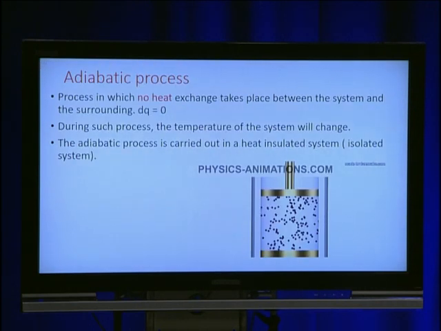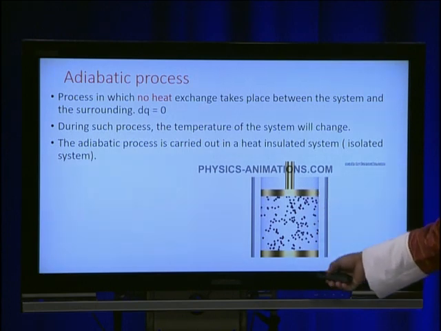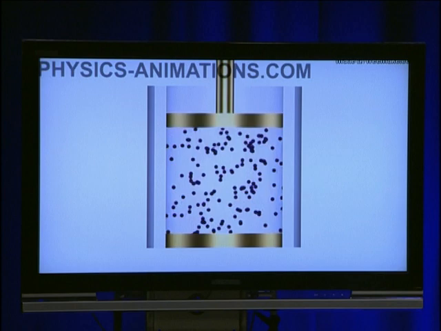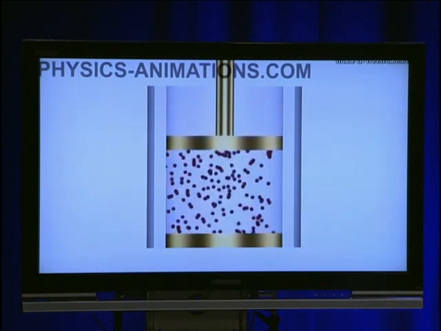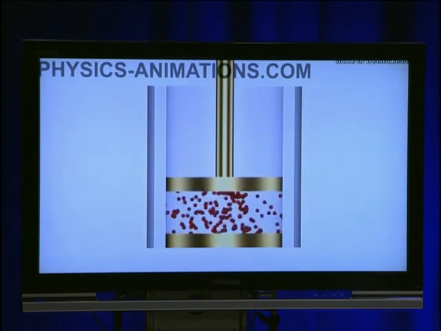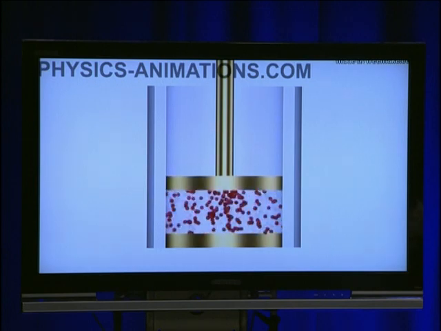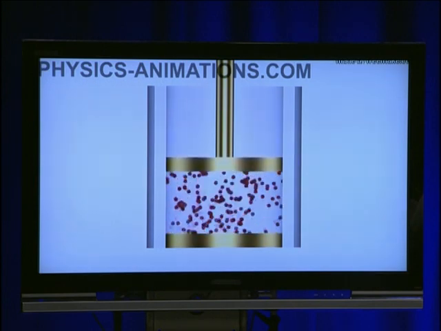Let us look at the adiabatic compression of this gas. If you compress this gas, let us see what happens inside. The process is compression. Here the molecules are becoming red in color, indicating the heat is being generated, but heat cannot come out of the system. Therefore, the temperature inside the system will increase.